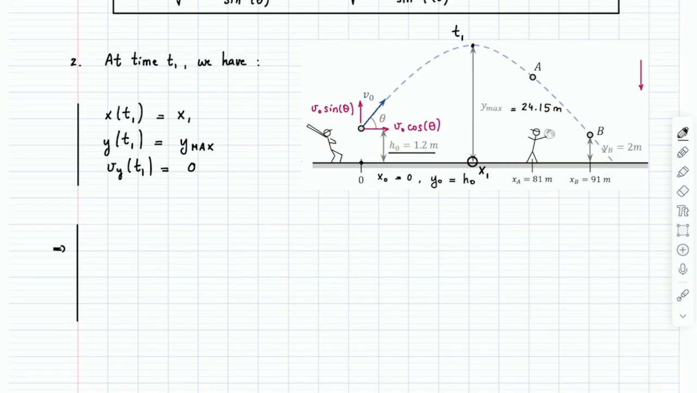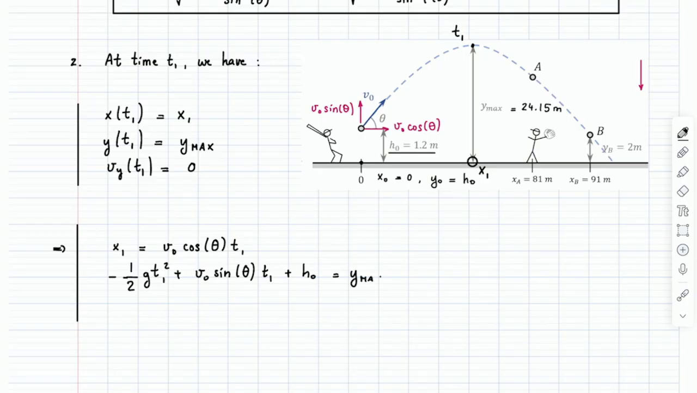But second of all, let's look at what we have. We're claiming that x1 is x of t1, which is v0 cosine theta t1. And so as soon as I know t1, I know x1, and I've solved the question. Fine. Then y of t1 is equal to y max. Let me write it out: y of t1, the whole thing, is minus 1/2 g t1 squared plus v0 sine theta t1 plus h0, can't forget that, is equal to y max.